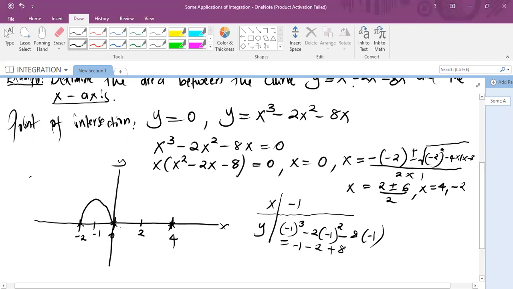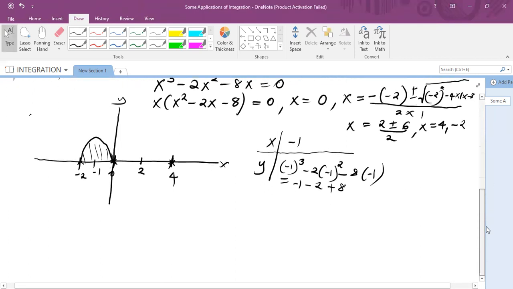Okay, fine. From 0 to 4, we want to establish if the curve is on the upper side or the lower side. So let's see. Taking 2, what are we going to have? For our value of x equal to 2, what's going to be the value of y?